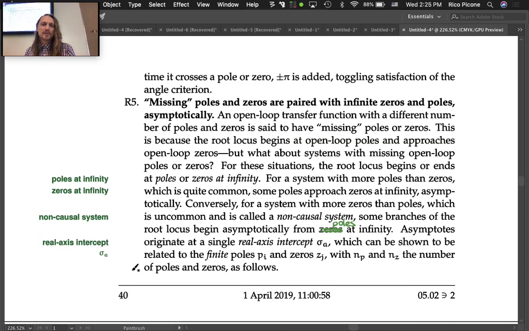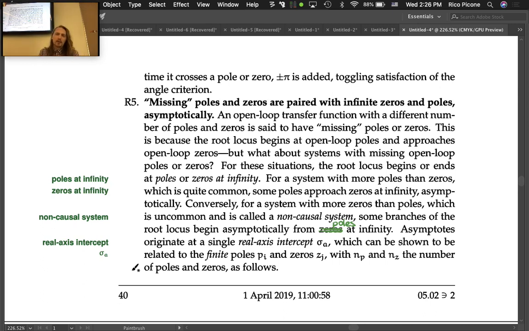Oh, yeah. Okay, so rule 5, the last rule here. Missing poles or zeros are paired with infinite zeros and poles asymptotically. So an open loop transfer function with a different number of poles and zeros is said to have missing poles or zeros. Remember, every branch of the root locus starts at an open loop pole and goes to an open loop zero. But what if your open loop transfer function doesn't have the same number of poles and zeros, which is very common, in fact.